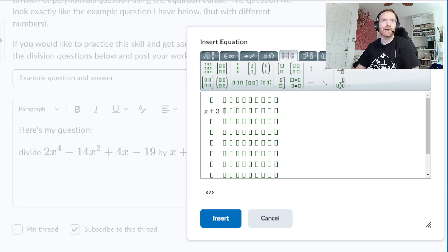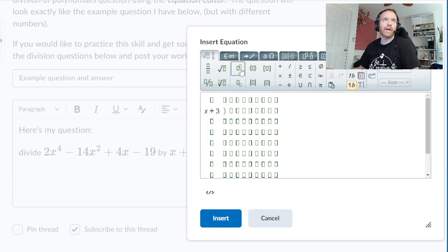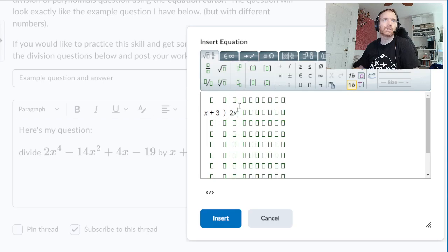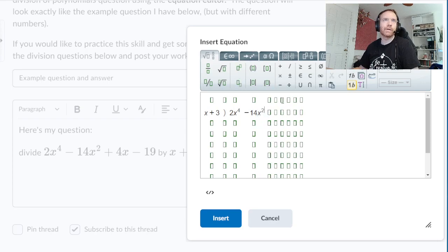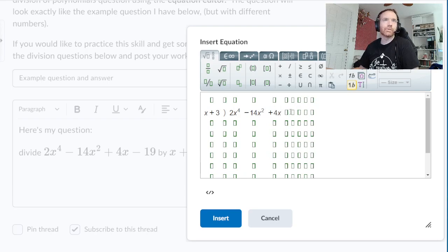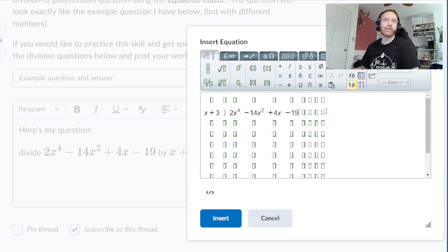I'm going to put a bracket, an opening or closing bracket there, just to sort of show the way that a division sign goes across. And then I'm going to write my question. So I'm going to go 2x to the 4, take away 14x squared. Now, let me make the mistake, and then we'll come back and look at why it's a mistake. So we have plus 4x, and then minus 19.